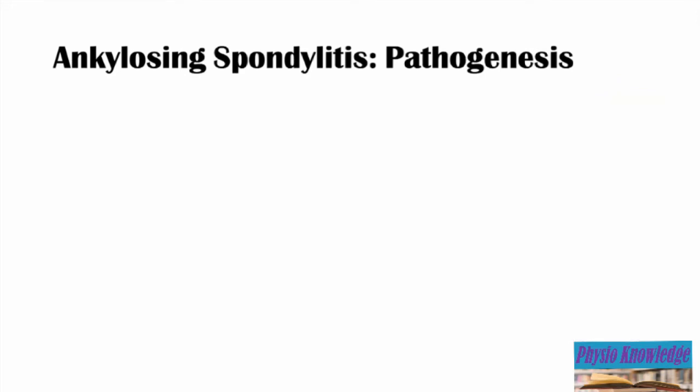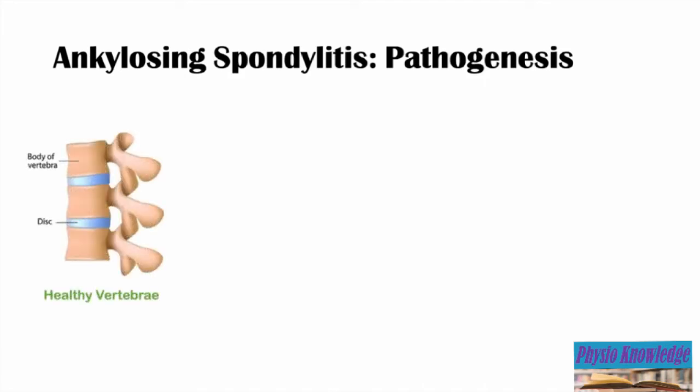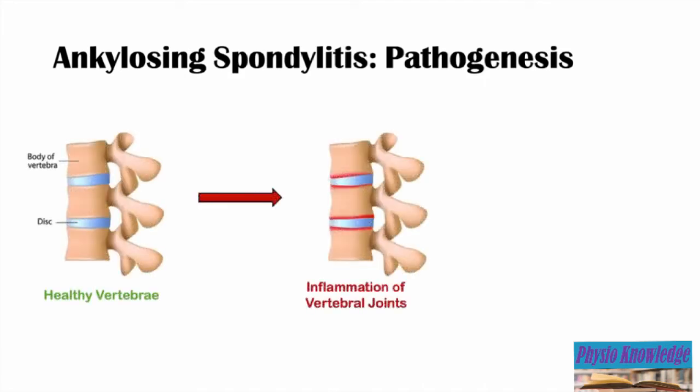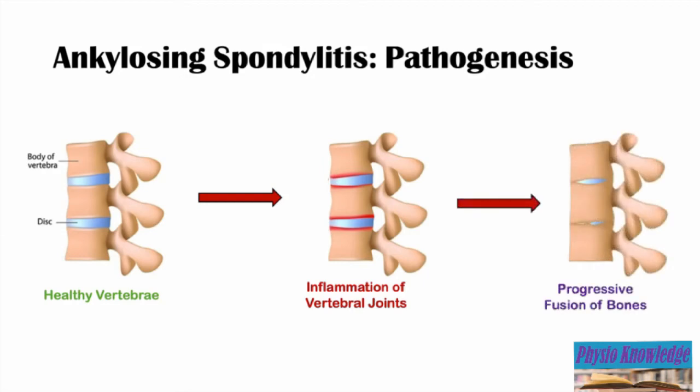So with all of that inflammation in the spine and other joints, we go from having healthy vertebrae to inflamed vertebrae, and eventually, if the inflammation is not dealt with appropriately, we start to see progressive fusion of bones, and we start to see loss of the cartilage in between the vertebrae. What are some of the clinical features of ankylosing spondylitis?